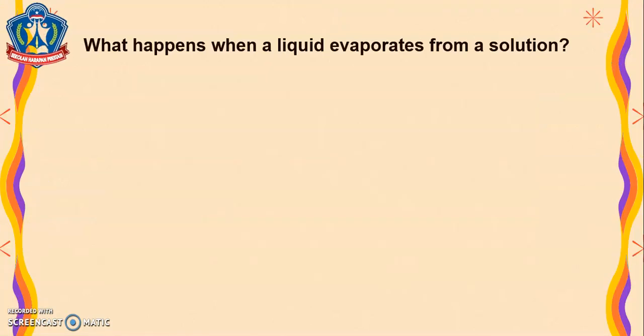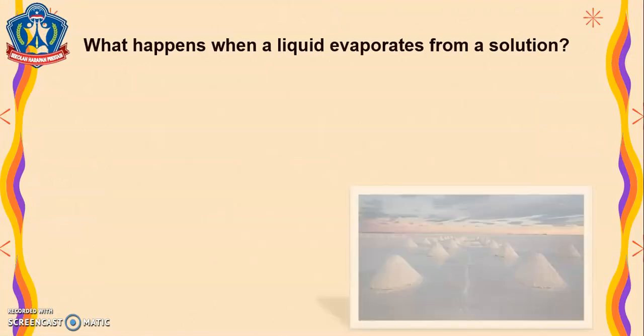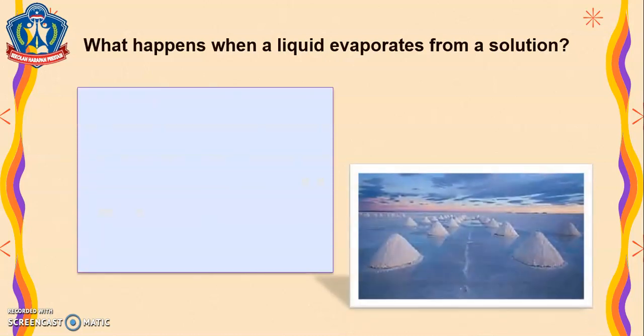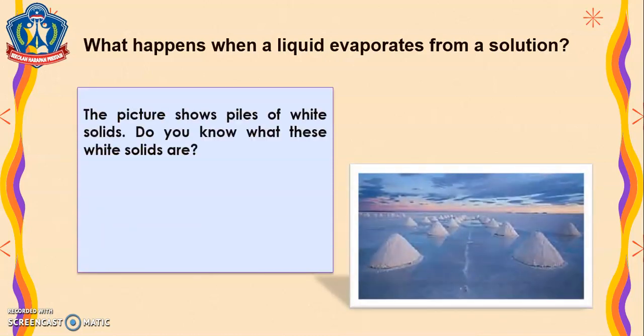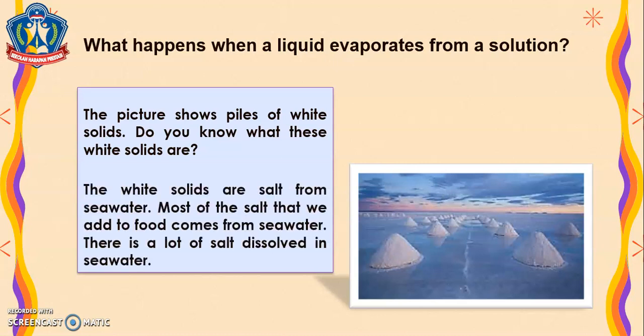What happens when a liquid evaporates from a solution? The picture shows piles of white solids. Do you know what these white solids are? The white solids are salt from seawater. Most of the salt that we add to food comes from seawater. There is a lot of salt dissolved in seawater.